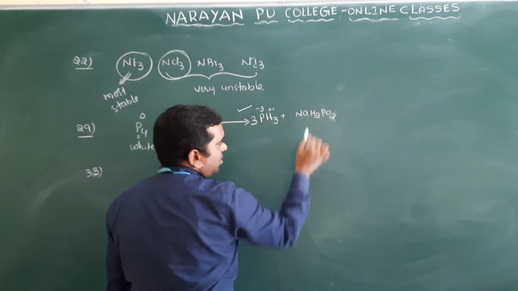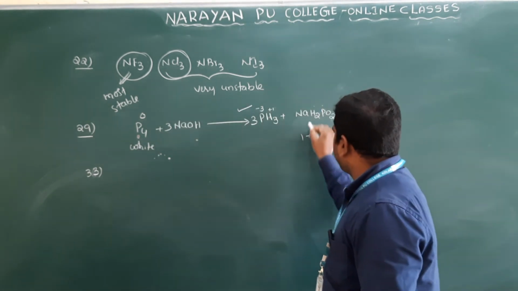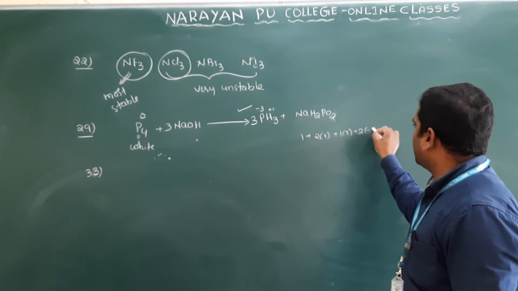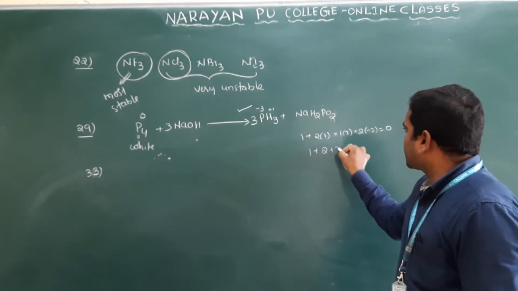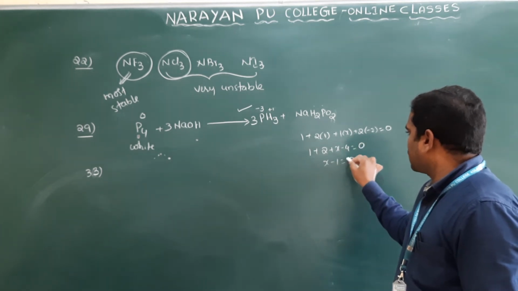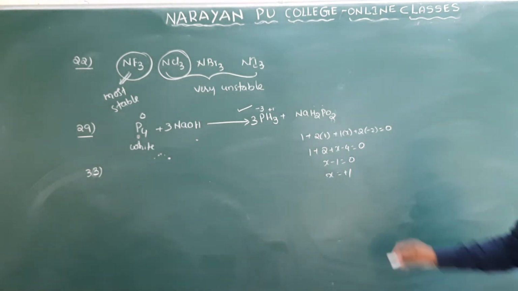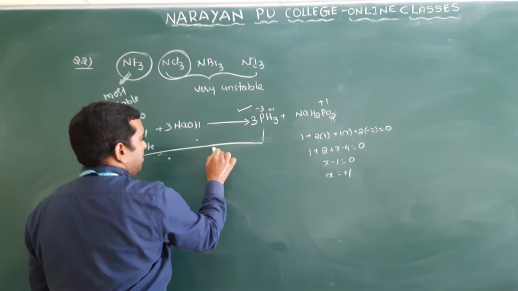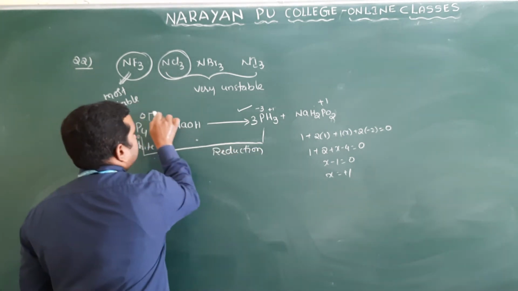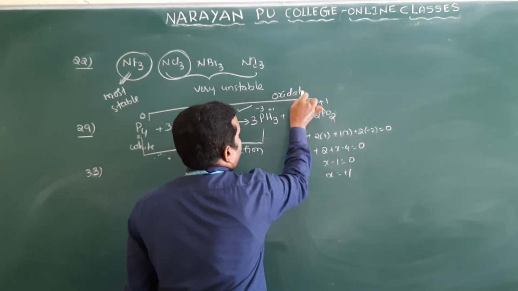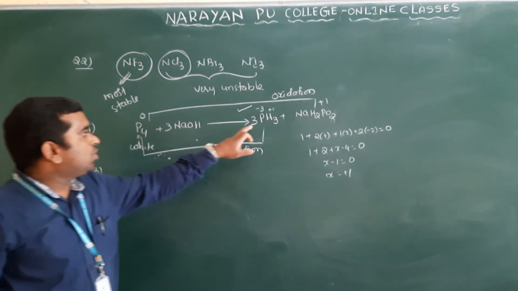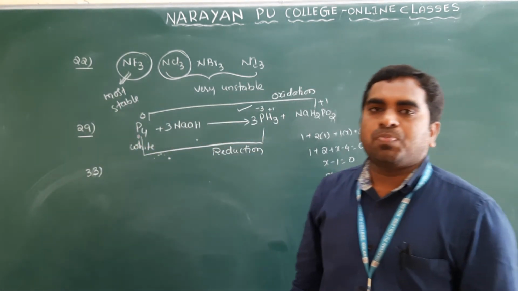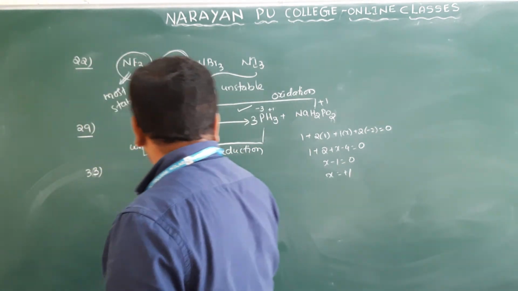Now calculate the oxidation state of phosphorus in NaH2PO2. Sodium is +1, two hydrogens are +2, phosphorus we don't know, let it be X, and oxygen is 2 into -2, equal to 0. So 1 plus 2 plus X minus 4 is equal to 0, so X minus 1 is equal to 0, and X is +1. So phosphorus undergoes 0 to -3, which is reduction, and 0 to +1, which is oxidation. The same element undergoes both reduction and oxidation, and we consider those types of reactions as disproportionation reactions. You have studied this in the first year.